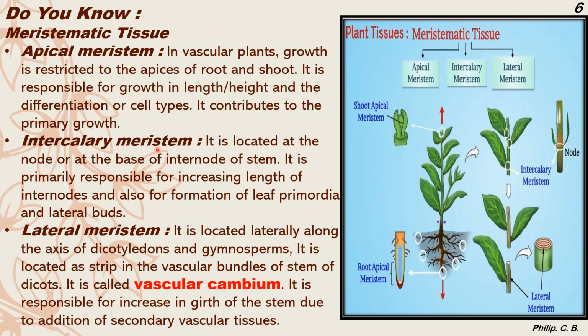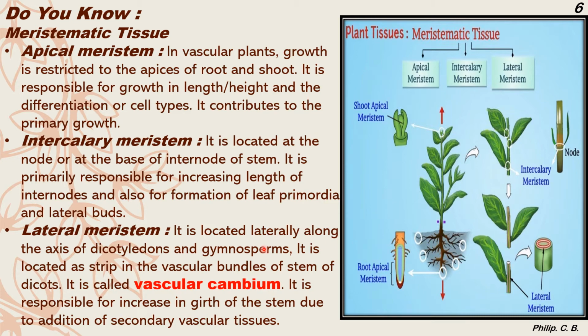Second, intercalary meristem. It is located at the node or at the base of the internode of the stem. It is primarily responsible for increasing the length of the internodes and also the formation of leaf primordia and lateral buds. As the name intercalary meristem suggests, it usually lies in between, as we read, the node and the internode, which is usually the middle part in the case of the stem, right? So it helps increase the length of the internodes and also forms the leaf primordia or the lateral buds as well.